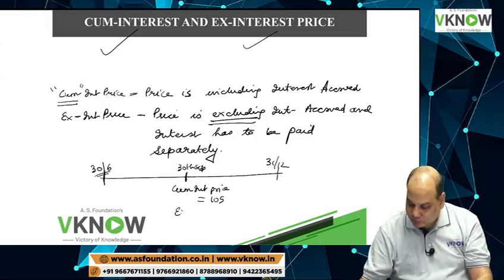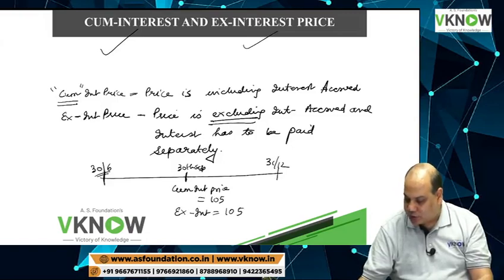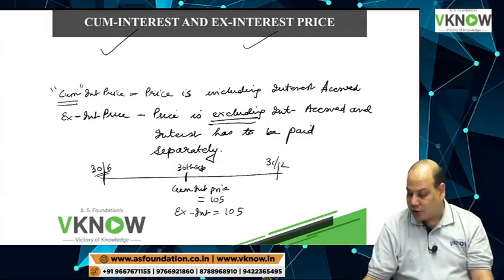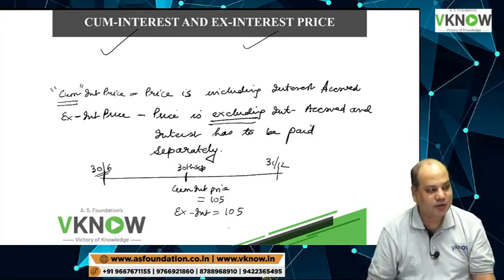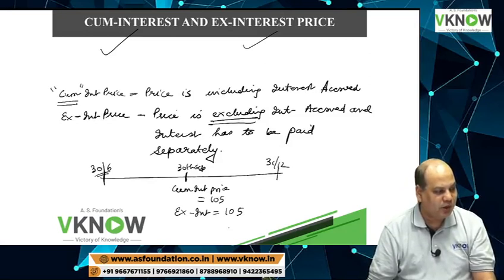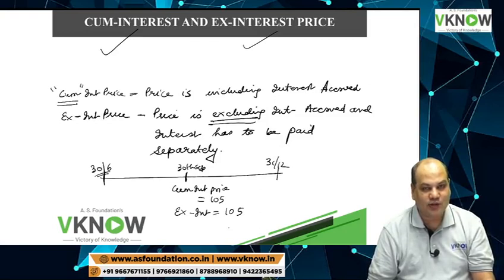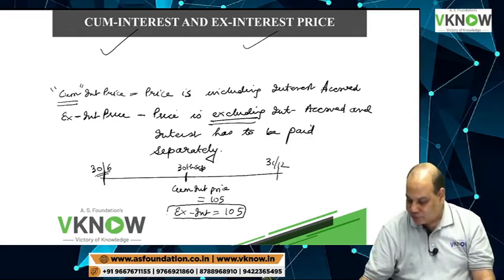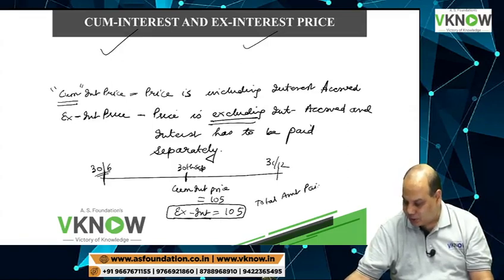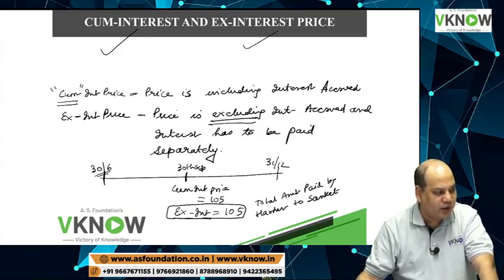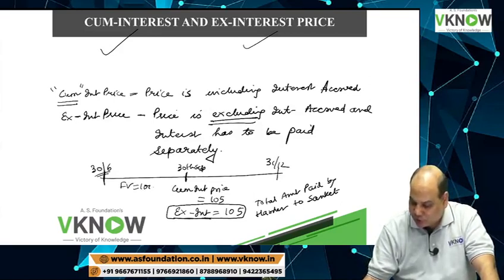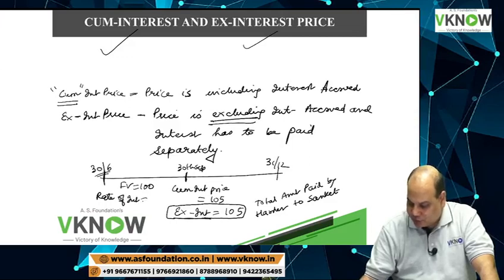But suppose the price is quoted ex interest 105 rupees. If the price of one debenture is quoted as 105 rupees ex interest, what is the total amount paid by Hardev to Sanket? Please answer. Show your skill. For your understanding, face value is 100 rupees and rate of interest is 12%.